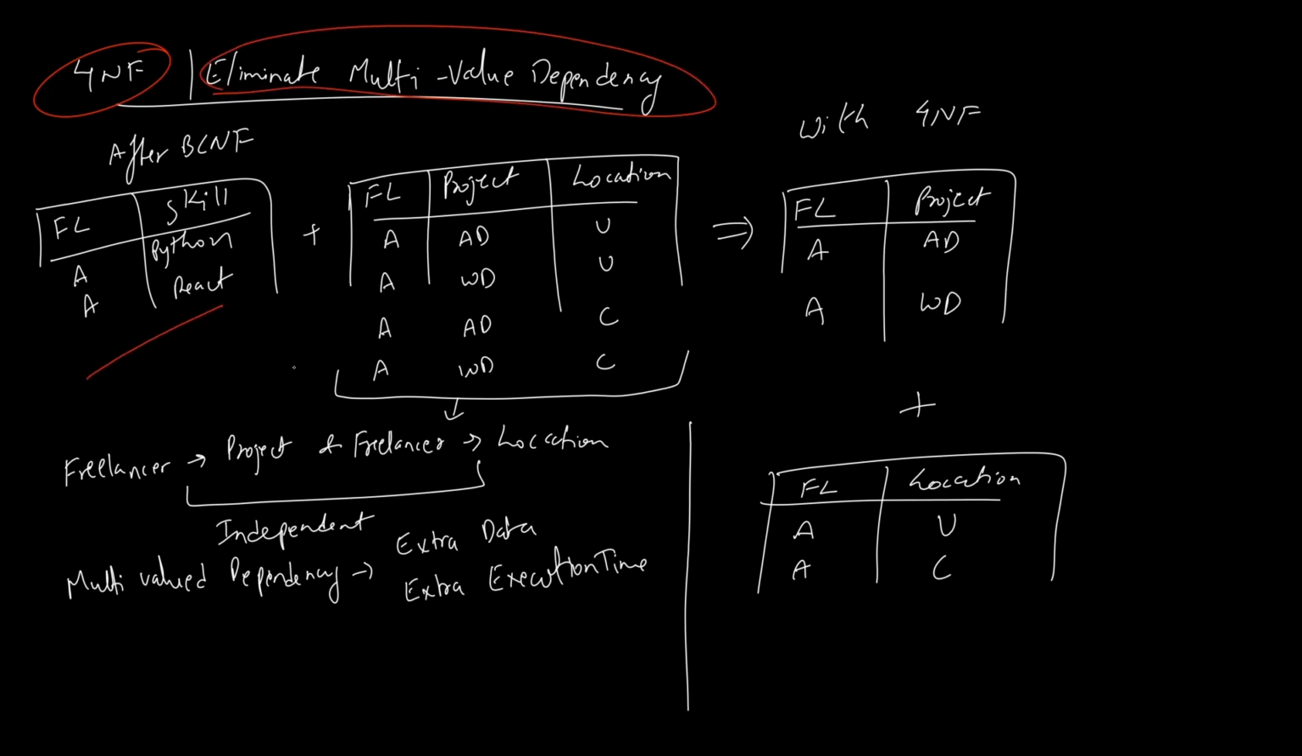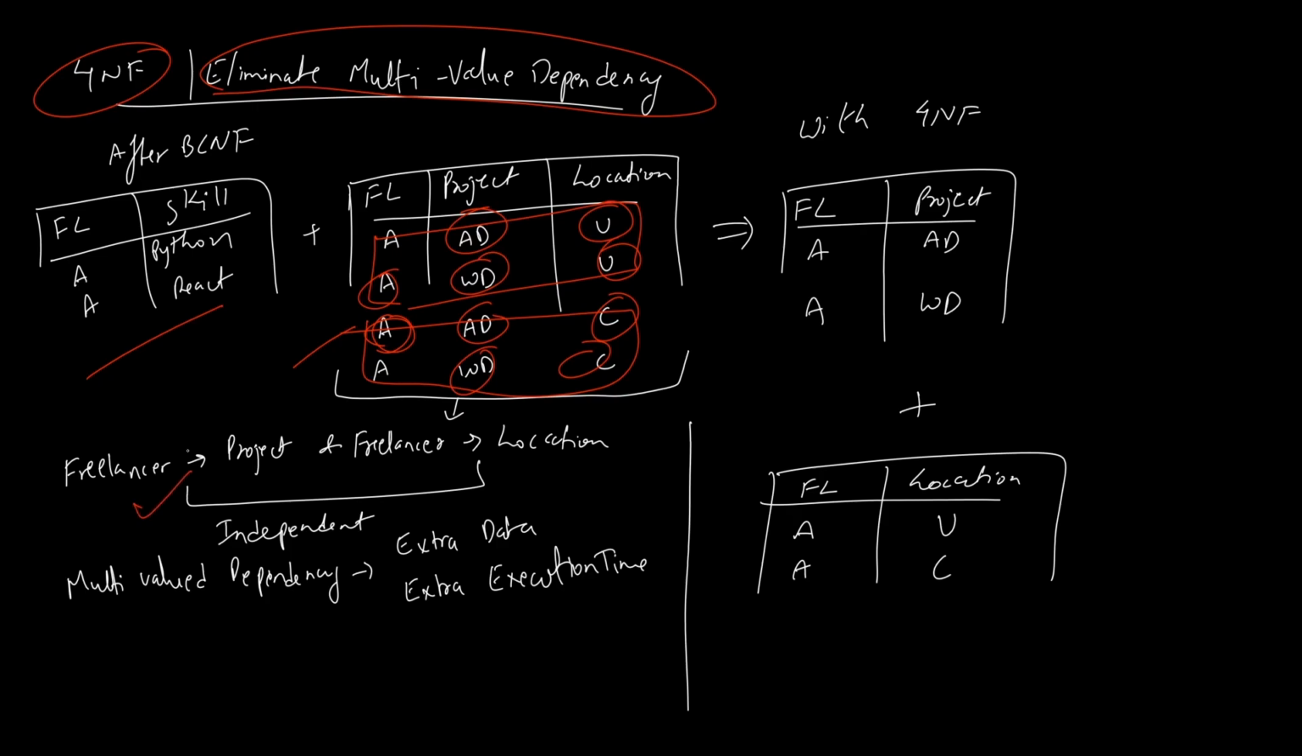Now after BCNF we had these two tables, right? But again you can see duplicates over here. Freelancer A is doing project A and AD in two different locations. The same freelancer is doing WD in the same two different locations. That means we can see the relation here, right? We have one freelancer, multiple projects, and one freelancer, multiple locations. We see two different relations, so we simply change the relations. That's all, right? We have one freelancer with multiple locations, and one freelancer with multiple projects.